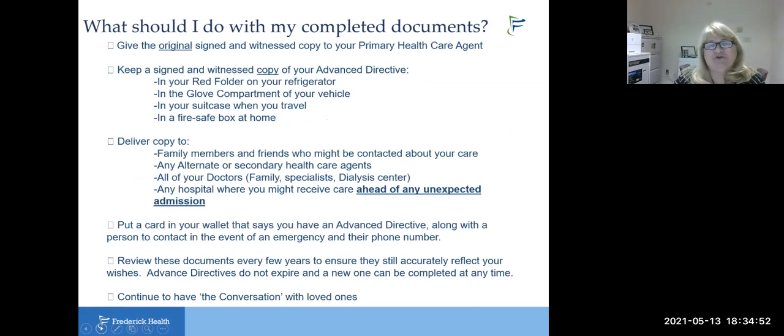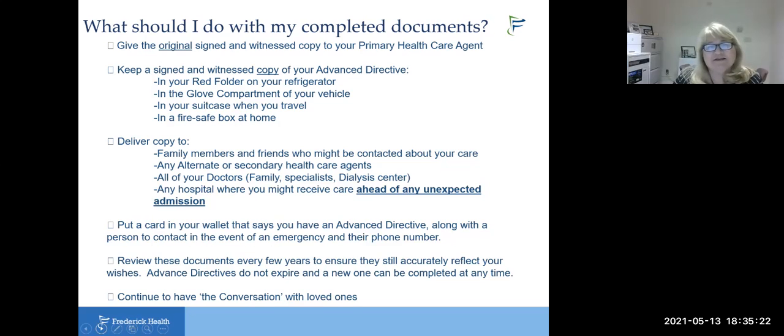So what should I do? After you've talked about it, you've had these conversations, you've actually gotten the documents completed, what do you do with those documents? Because throwing them in a file cabinet that nobody can find or nobody knows about, it's just not helpful. It won't help you in the long run. So you want to make sure that you give an original signed and witnessed copy to your primary healthcare agent. I would suggest if you have a secondary one, because there is a line for a secondary healthcare agent, you want to make sure they have a copy as well.